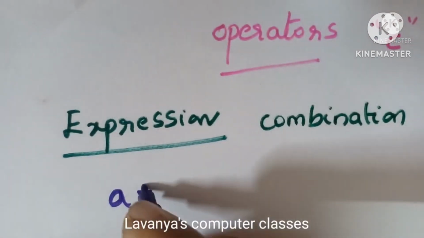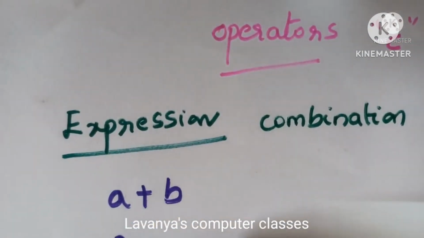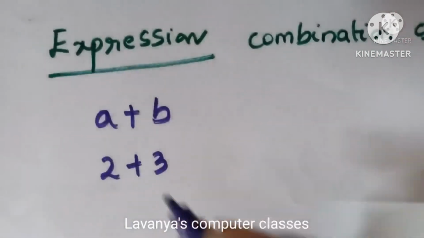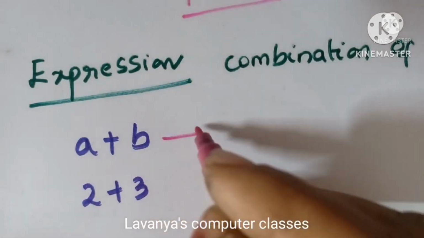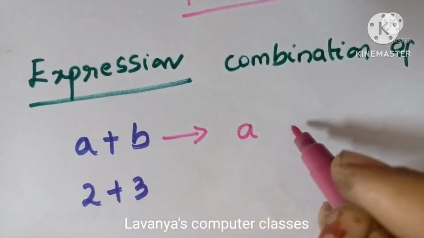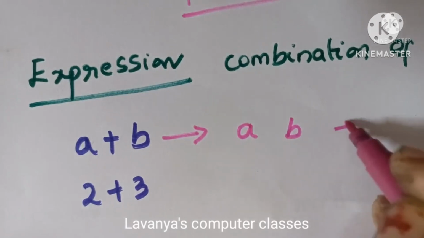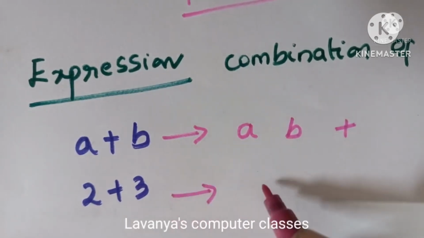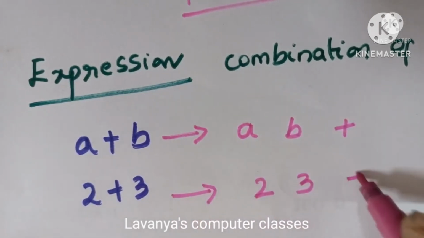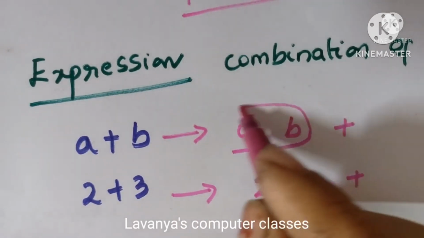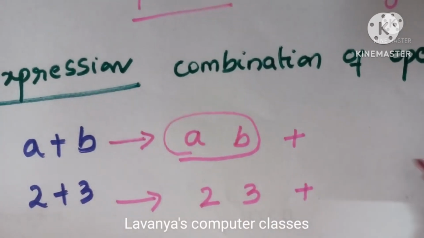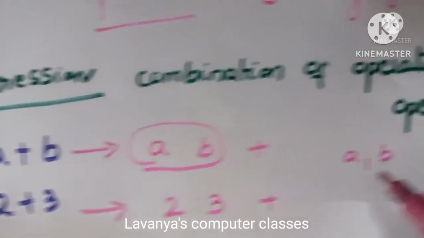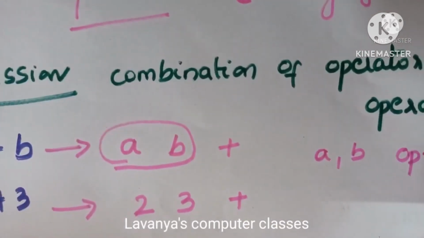For example, a plus b. A plus b is an expression, or an equation. 2 plus 3 is an expression. In a plus b, a is there, b is there, plus is there. In 2 plus 3, 2, 3, plus. So a, b are alphabets, characters, literals. 2, 3 are the numbers. So a, b are called operands.